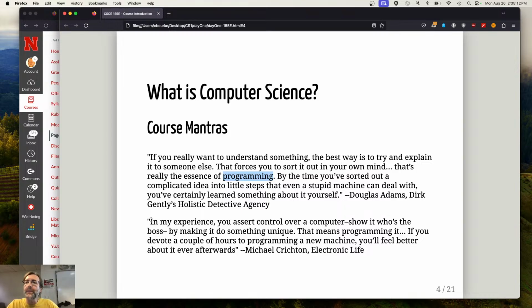The second quote that encapsulates what computer science is to me is from Michael Crichton. "In my experience, you assert control over a computer, you show it who's boss, by making it do something unique. That means programming it. If you devote a couple of hours programming to a new machine, you'll feel better about it afterwards." You either are the masters of the machine, or the machine becomes master of you, right? That's the difference between a computer scientist, data scientist, computer engineer, software engineer, whatever you want to call yourself, right? We're masters of the machine. We don't let the machine dictate to us what we can and cannot do. We tell the machine what to do, right?